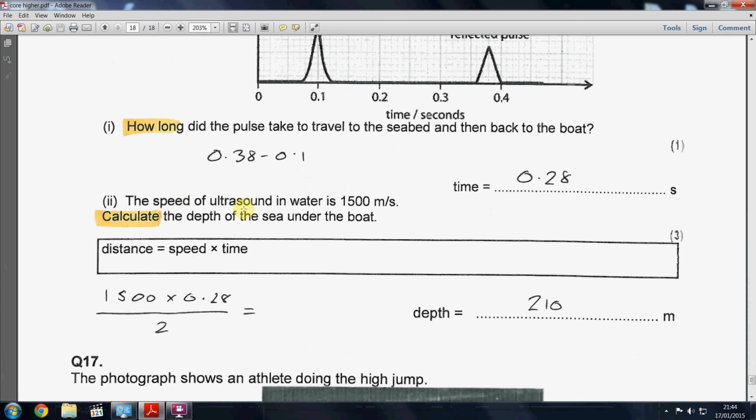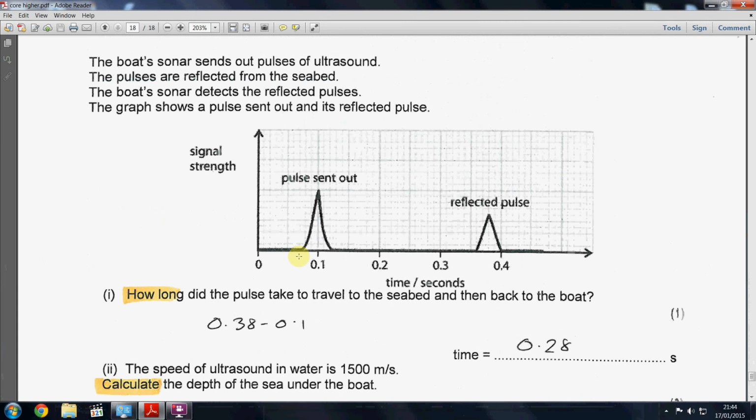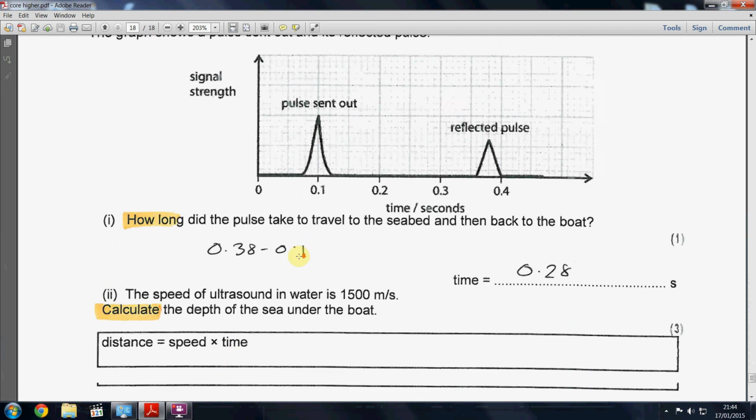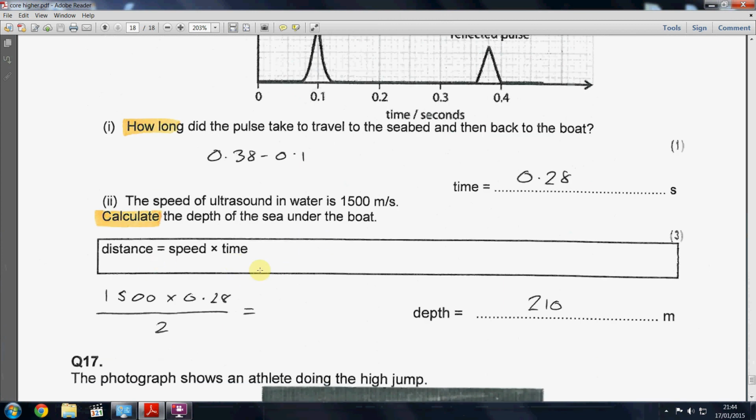It then says the speed of ultrasound in water is 1500 meters per second. Calculate the depth of the sea floor under the boat. So if this isn't obvious, what's happening is the sound wave is going straight from the bottom of the boat, straight down to the seabed, bouncing off and coming back to the boat. And if you know how fast the sound goes, and you can time how long it takes to get there and back, you can use the speed, distance, time equation to work out how deep it is. So I'm going to plug the numbers into the equation. The distance, what we need, is the speed, 1500, multiplied by the time, 0.28.